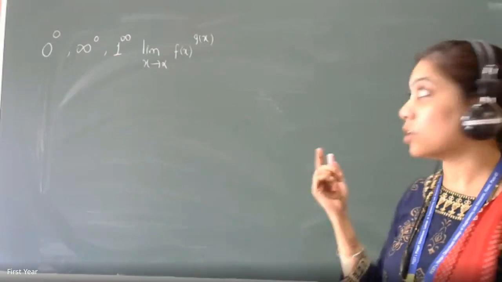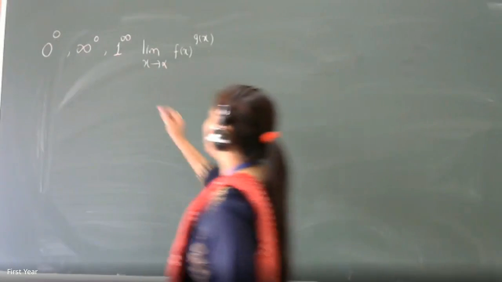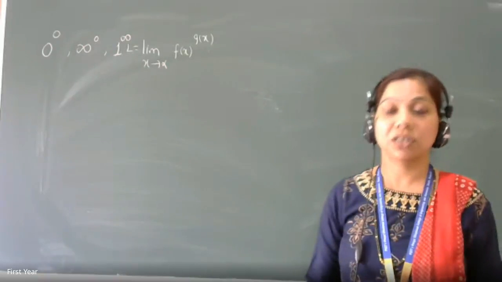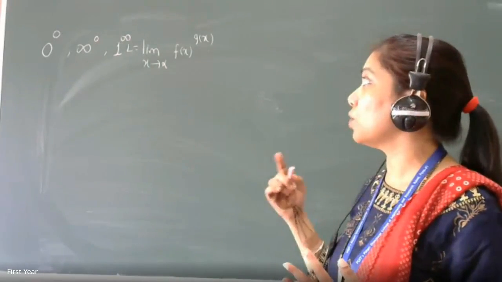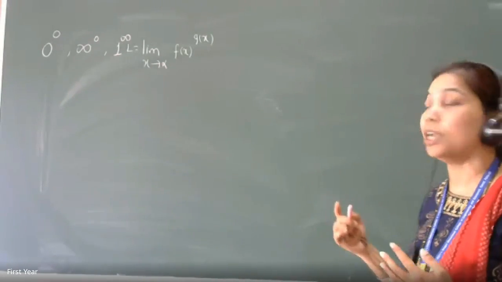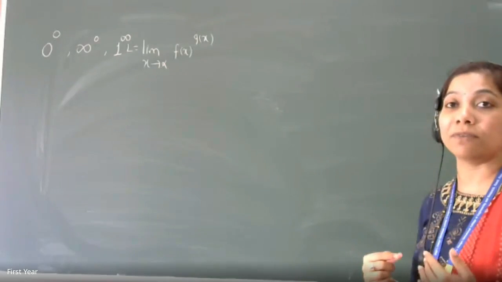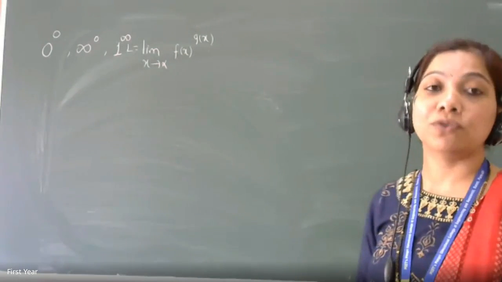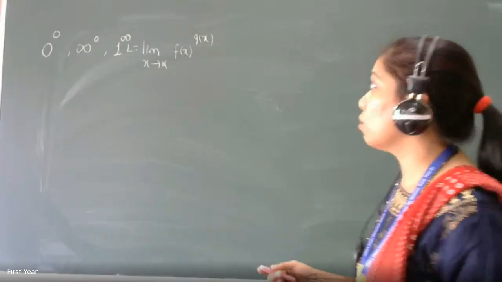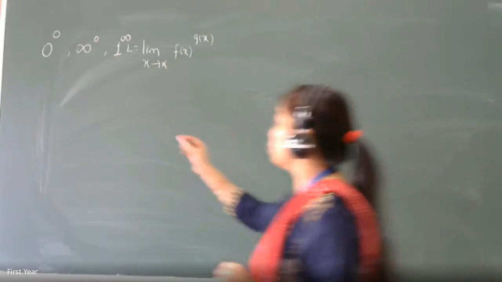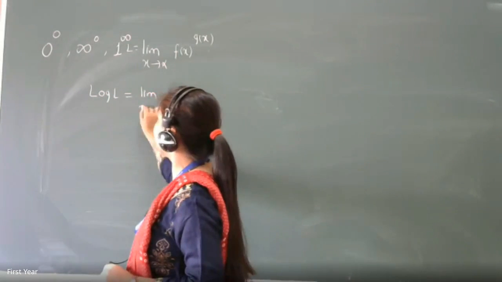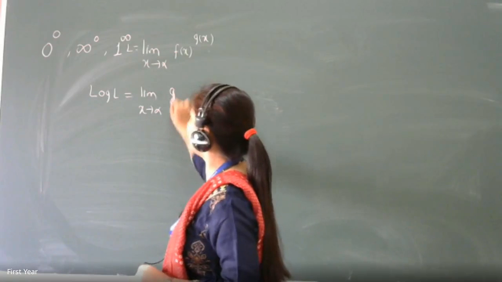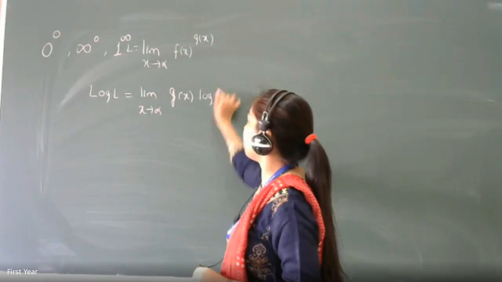So what is the first basic thing that you have to do? Taking the log. Very good. All the questions which are of the form 0 raised to 0 or infinity raised to 0 or 1 raised to infinity, the first step will be to apply log on both sides. After applying log on both sides, that g of x will come down and you will have log of L is equal to limit as x tends to alpha g of x into log of f of x.